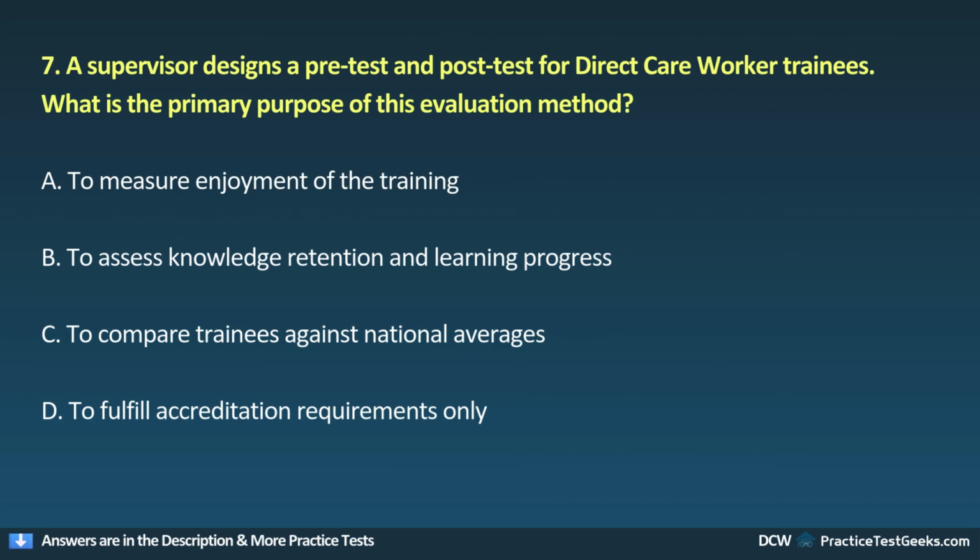7. A supervisor designs a pre-test and post-test for direct care worker trainees. What is the primary purpose of this evaluation method? A. To measure enjoyment of the training. B. To assess knowledge retention and learning progress. C. To compare trainees against national averages. D. To fulfill accreditation requirements only.